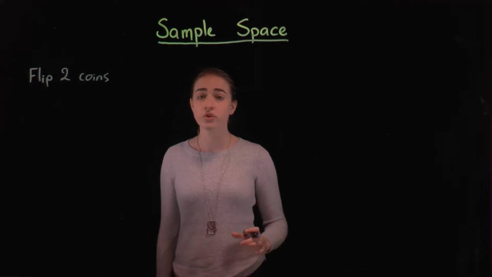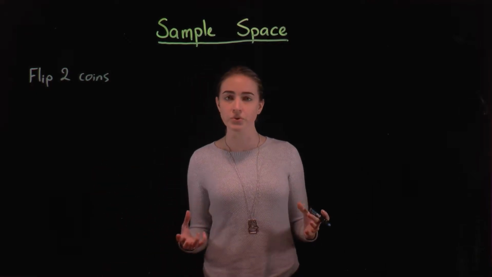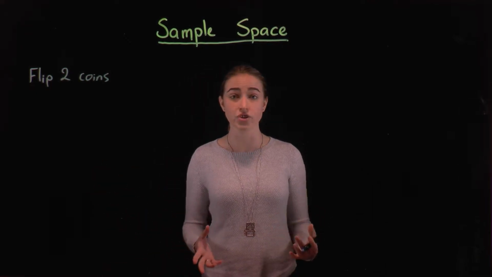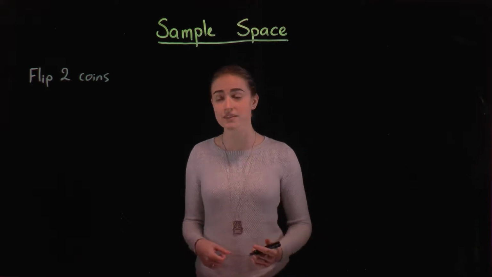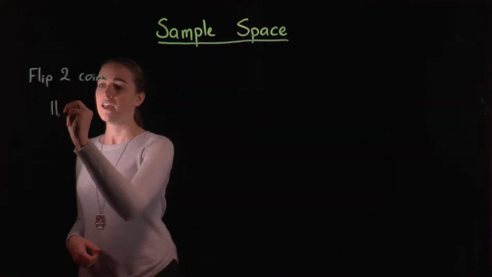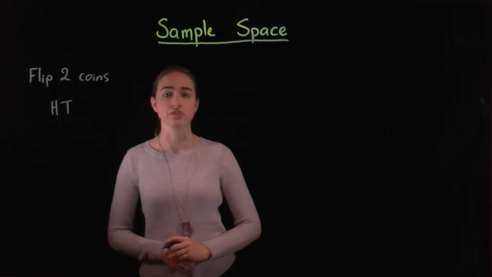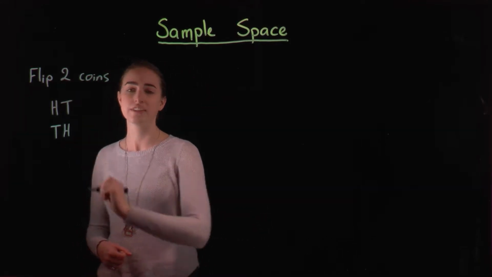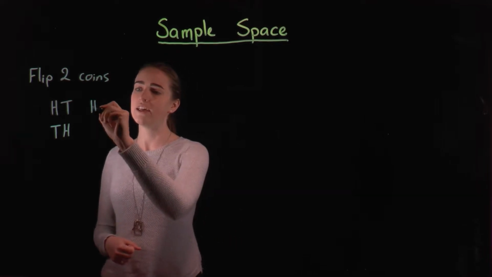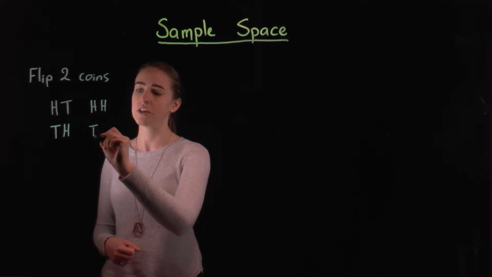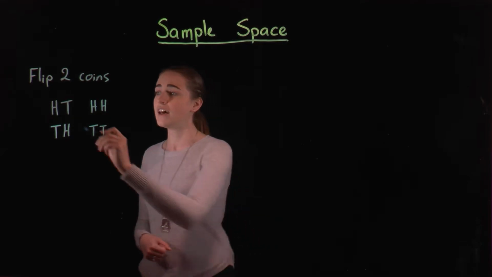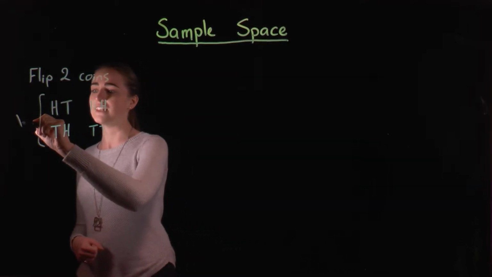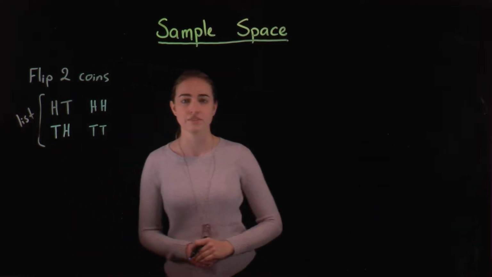So if we're flipping two coins, because it's a fairly simple situation, we don't have too many outcomes, we could just list them. So we could get heads on the first coin and tails on the second. We could get tails on the first coin and heads on the second. Or we could get heads on both or tails on both. So that there is what it looks like if we just list our outcomes.